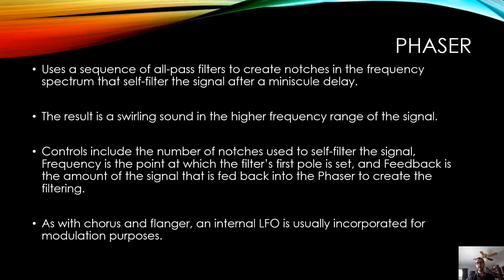Controls are going to include the number of notches used to set the filter points and self-filter. Frequency is going to be the point at which the first of those notches is set. Typically, they're going to auto space based on however many notches you set after that, but they can have independent positions on some of them. Then feedback is the amount of the signal that's fed back into the phaser to create the filtering. And again, you'll probably have an internal LFO that's usually incorporated for modulation purposes.